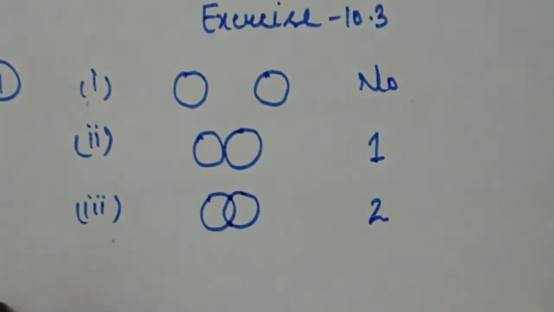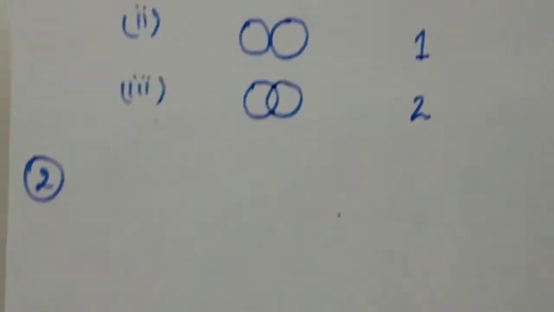Now question number two. Question number two is: suppose you have a circle, a given circle. Give a construction to find its center. So students, we have to find the center.